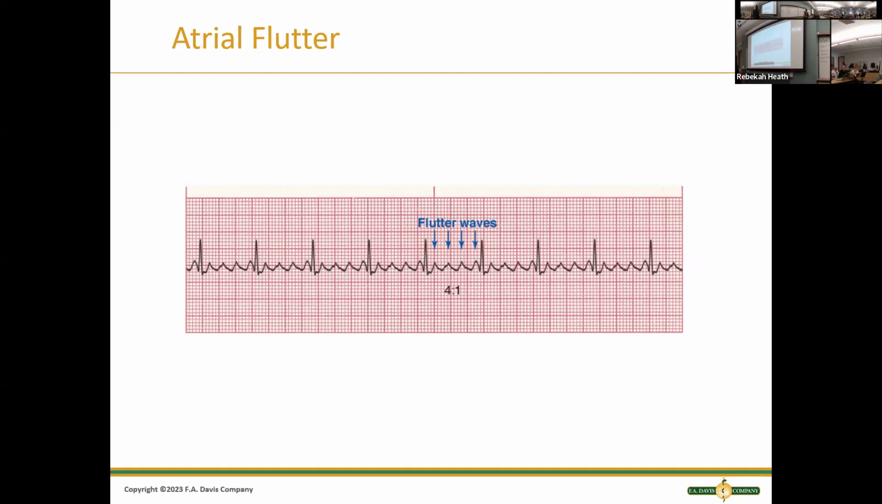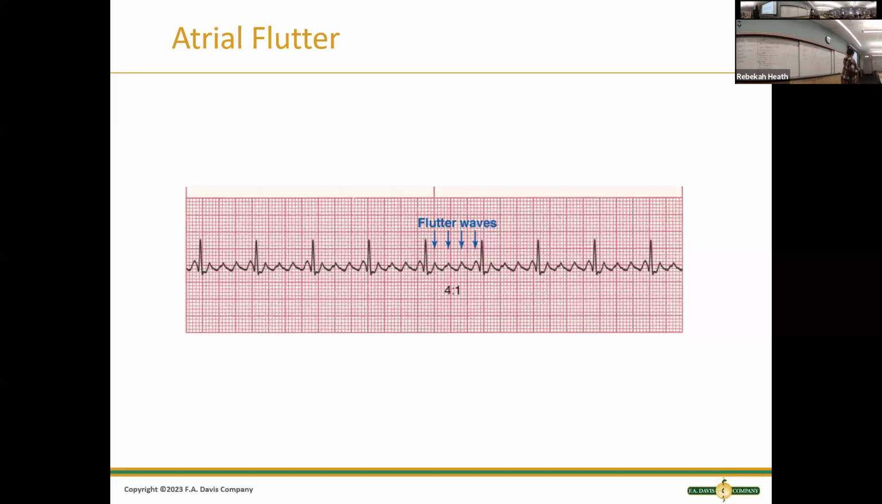What's happening in the atrium is that instead of sending this organized signal down where it has one big contraction, it's kind of doing this. It's moving, it's getting the job done, and it's still in this regular pattern, but it's like they took too much caffeine or something, right? Atrial flutter is usually regular.